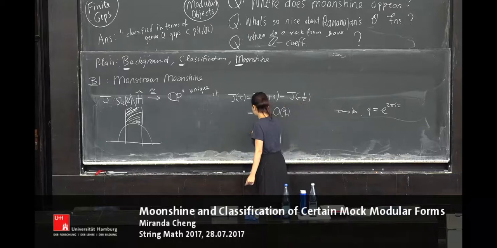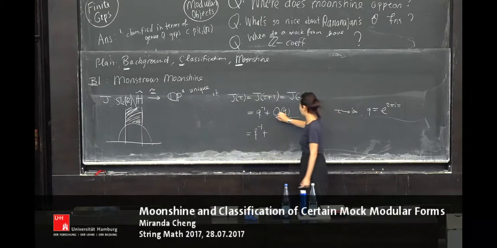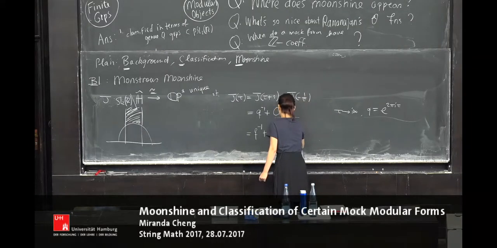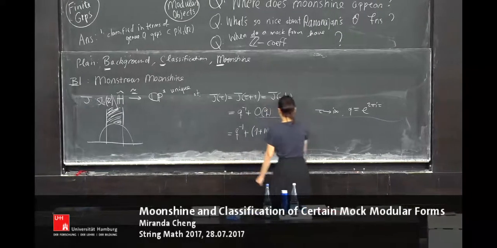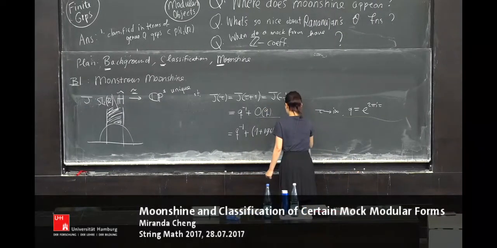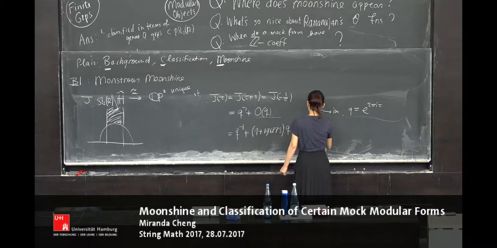And another nice thing about it is that if we start looking at these higher order terms, then the next leading coefficient is 196884, which we split into two parts in this way.